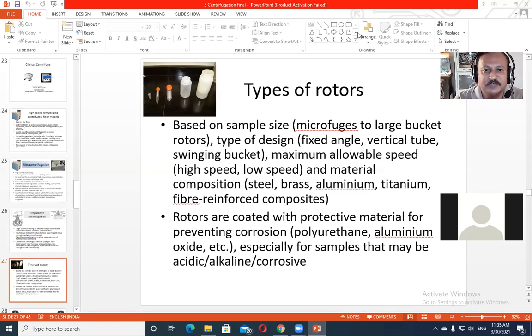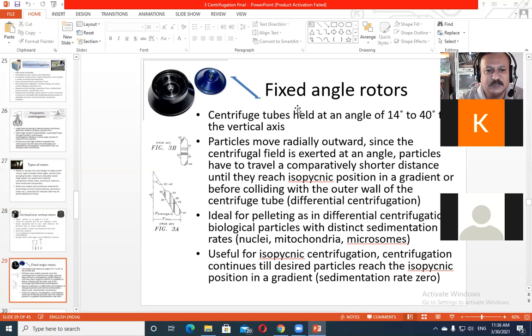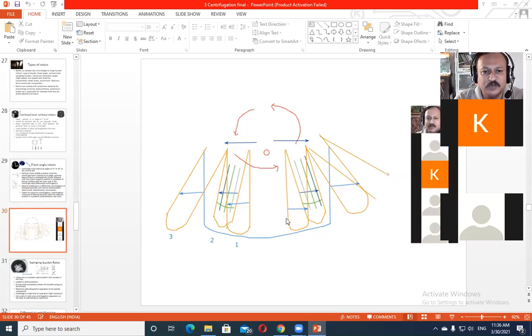Okay, so we'll start our lecture. In the last lecture, we have seen the different types of rotors, and we were discussing the vertical rotors, the fixed angle rotors. I had shown you with this diagram the various placements of the centrifuge tubes. We have seen that in the vertical type of rotor, the tubes are kept vertically, in fact, parallel to the normal.